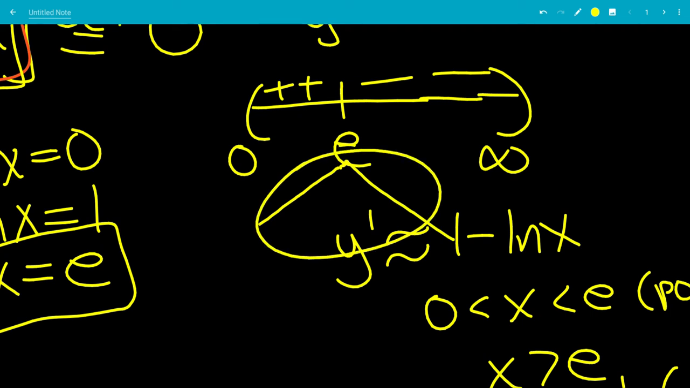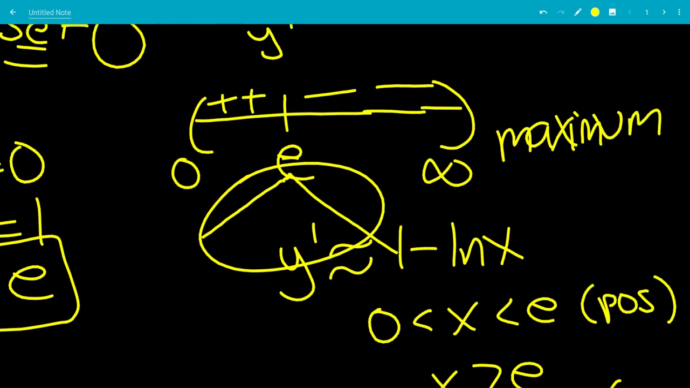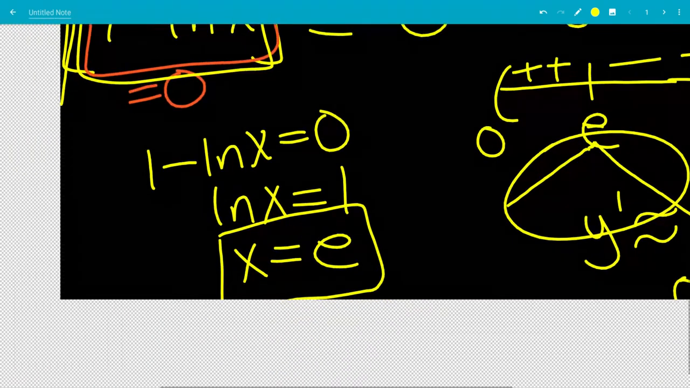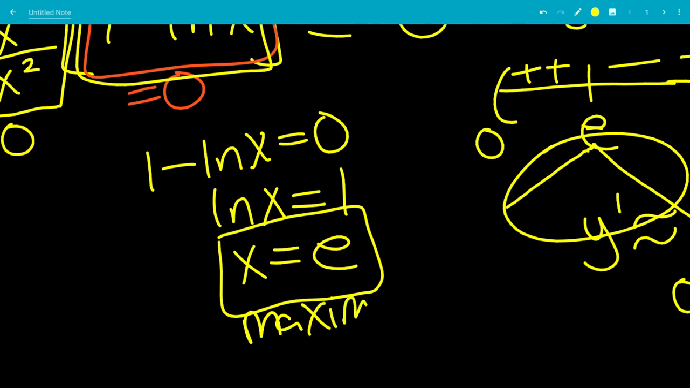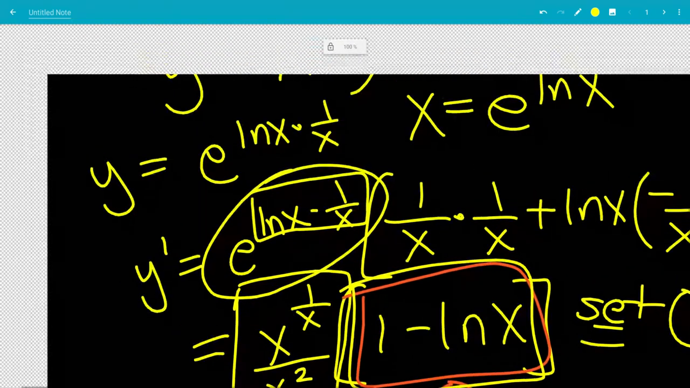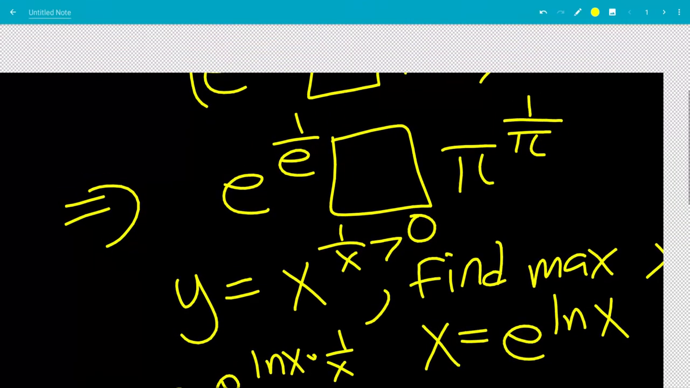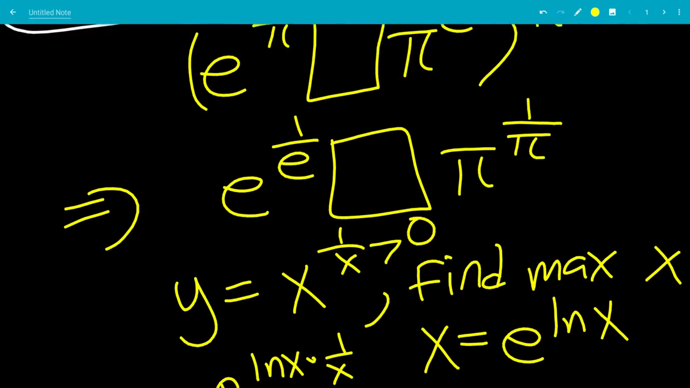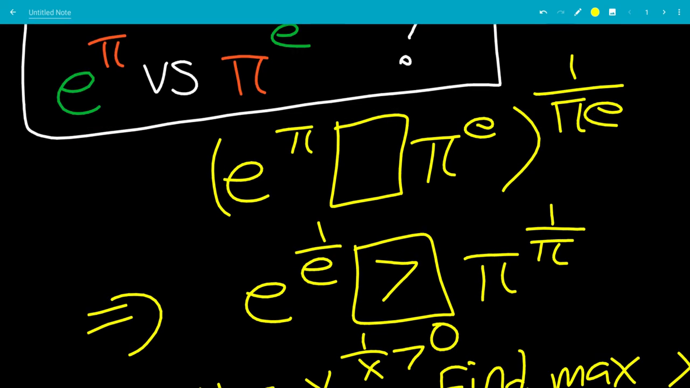What does this look like? This is a maximum, like that. Which means x equals e is where the maximum happens. Which means the maximum is actually just e to the 1 over e, because that's the maximum at x equals e for x to the 1 over x. That means this is bigger than pi to the 1 over pi, and that means e to the pi is bigger than pi to the e. And that is the end of the video. Hope you liked it.